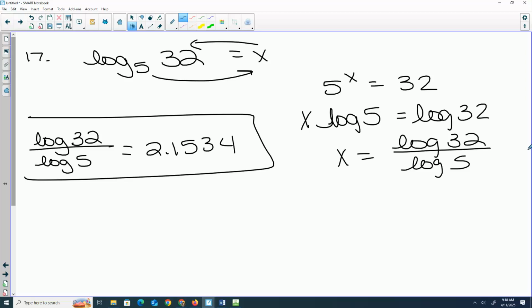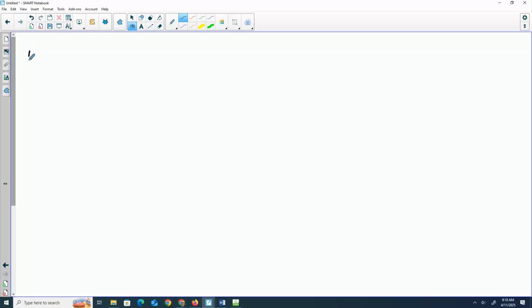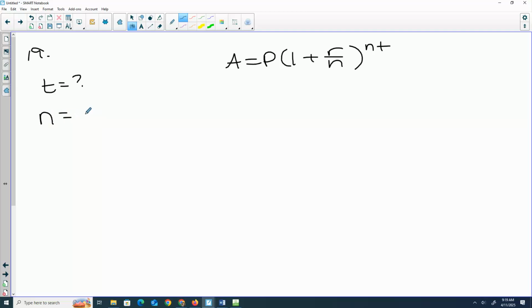18 was okay with everybody? 19. Find the doubling time. So we are looking for time of an investment compounded semi-annually. So first of all, it's not continuous. That tells me I'm using this formula. It also tells me N. N is the number of times a year. Semi-annually is how many times per year? At an interest rate of 3%. So remember your rate, you always have to change it to decimal form. So 3% would be 0.03.